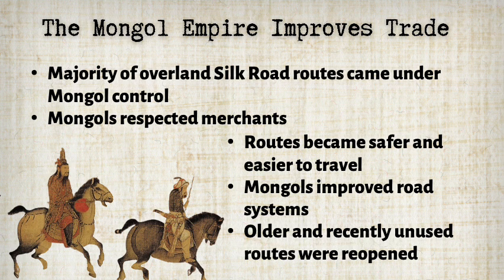When you look back at the map on the previous slide, you can clearly see just how much of the routes were under Mongol administration. East Asia all the way to Eastern Europe and the Middle East became safer and easier to travel after Mongol expansion.